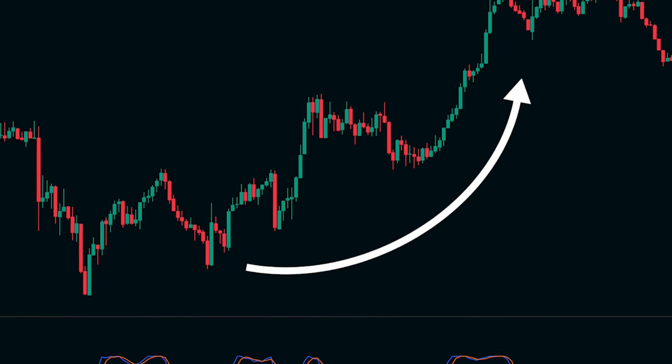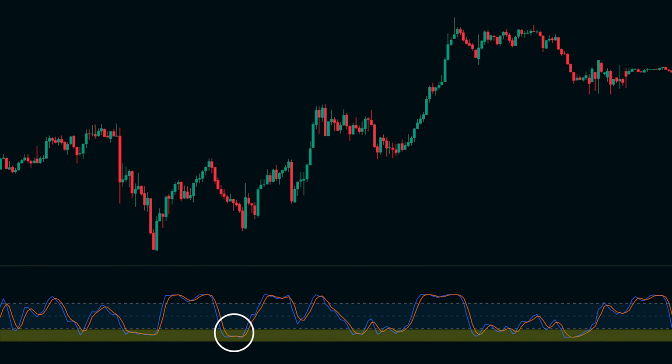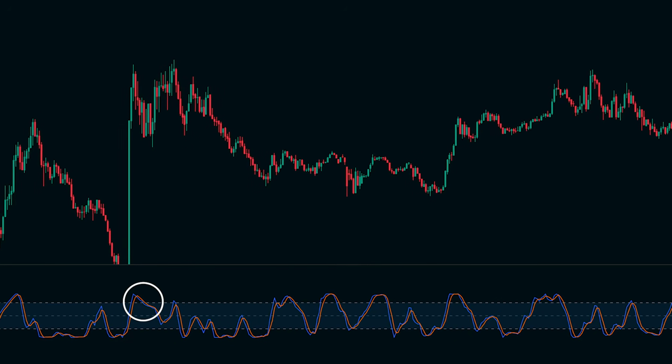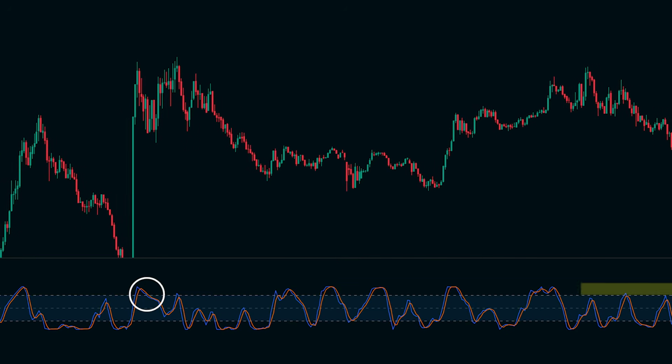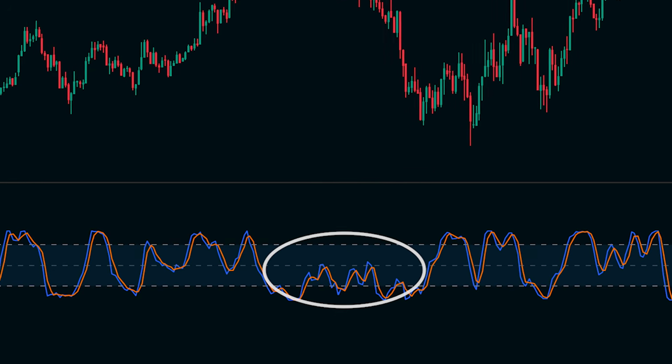The third step is to wait for the %K and %D crossover inside the zone. For a buy, the entry signal is %K crossing above %D, while both lines are still below 20. For a sell, the entry signal is %K crossing below %D, while both lines are still above 80. The crossover must happen inside the extreme zone. A crossover at the 50 midline is not this signal.